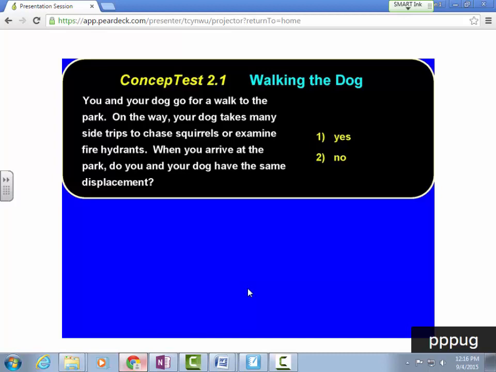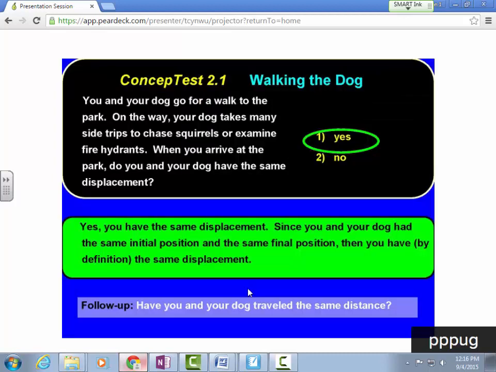All right, I forgot to break out my hourglass. Five seconds. So it looks like you all got it right. Very good. Yes, you and your dog have the same displacement. Did you travel the same distance? Obviously not.